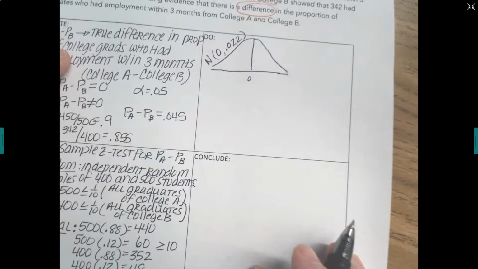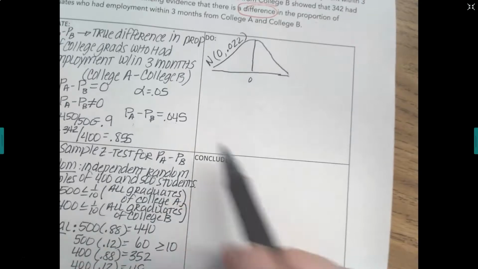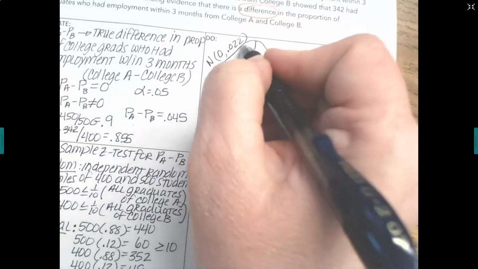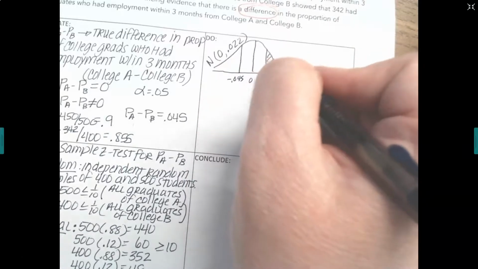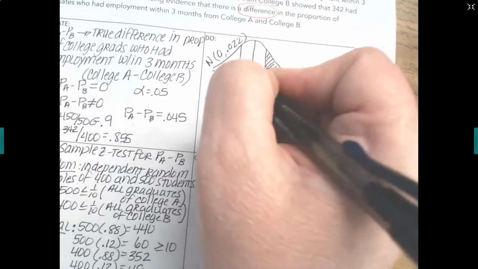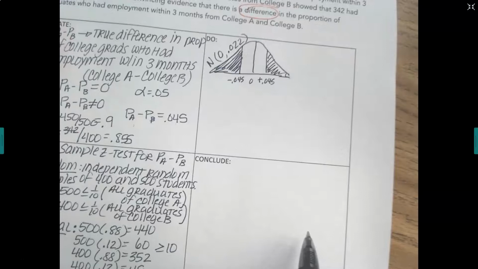So let's take a look. We would have gotten a difference of 0.045 subtracting, and it's 2-sided. So it could have been plus 0.045 or minus 0.045. So really what I'm looking for is this area and this area. Because it's a 2-sided test, you have 2 areas. So you've got to remember when you get your p-value to multiply it by 2. This is why we want to draw it ahead of time, to frame out what we're about to do.